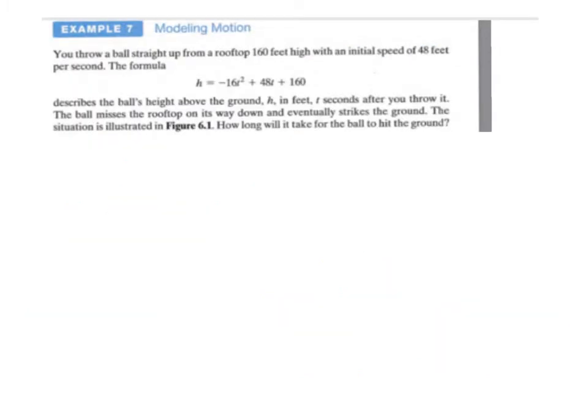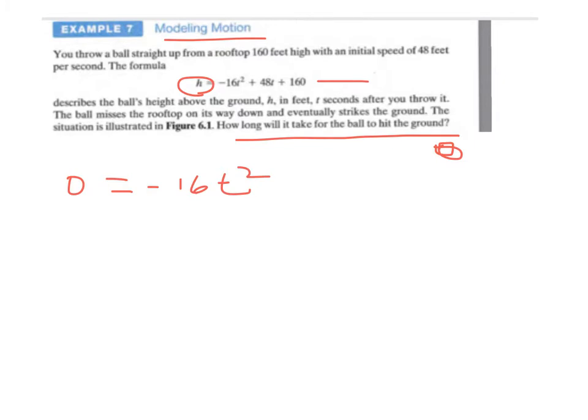So we want to factor or use real-world applications. So here's modeling the motion. Here's our formula that's given. And we want to know how long it will take for the ball to hit the ground. Well, the ground is 0 height. So now we know the h. So I'm going to substitute the h with a 0, negative 16t squared plus 48t plus 160, and I'm going to go through my factoring methods.